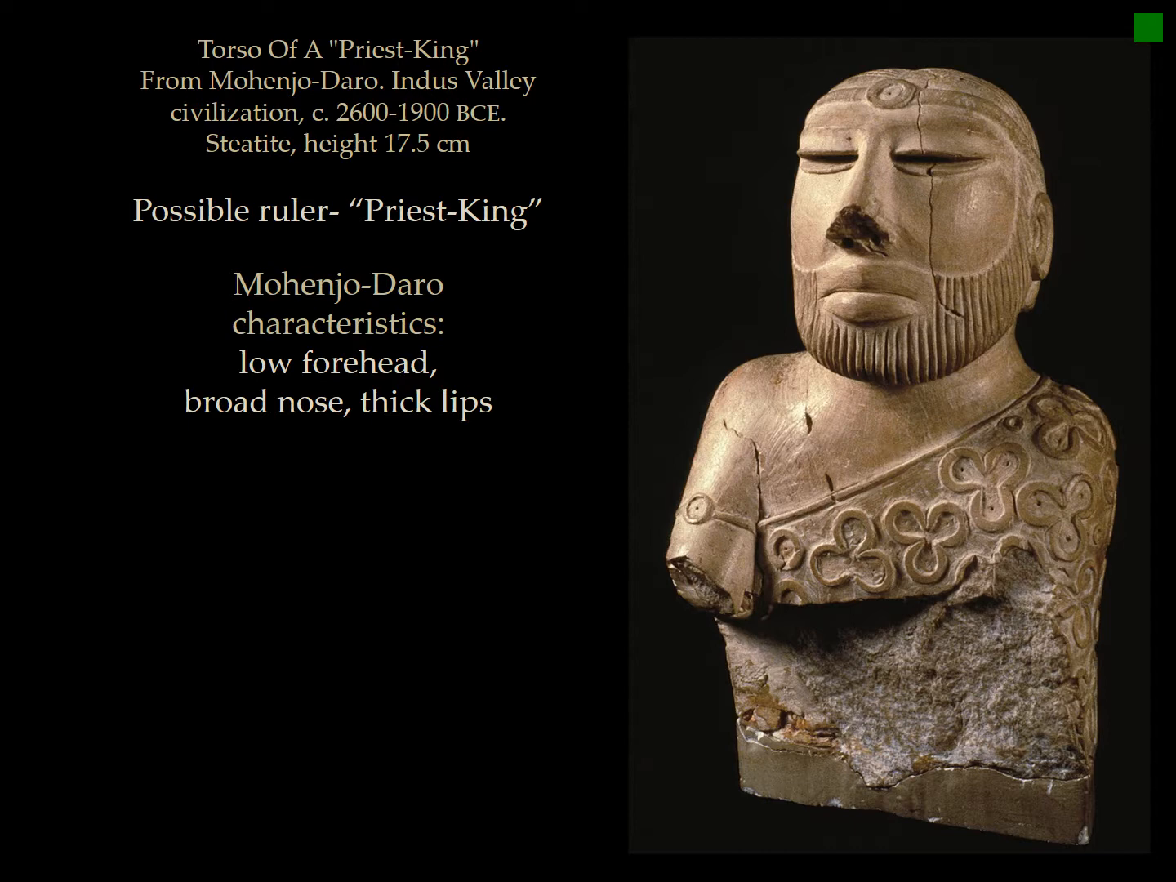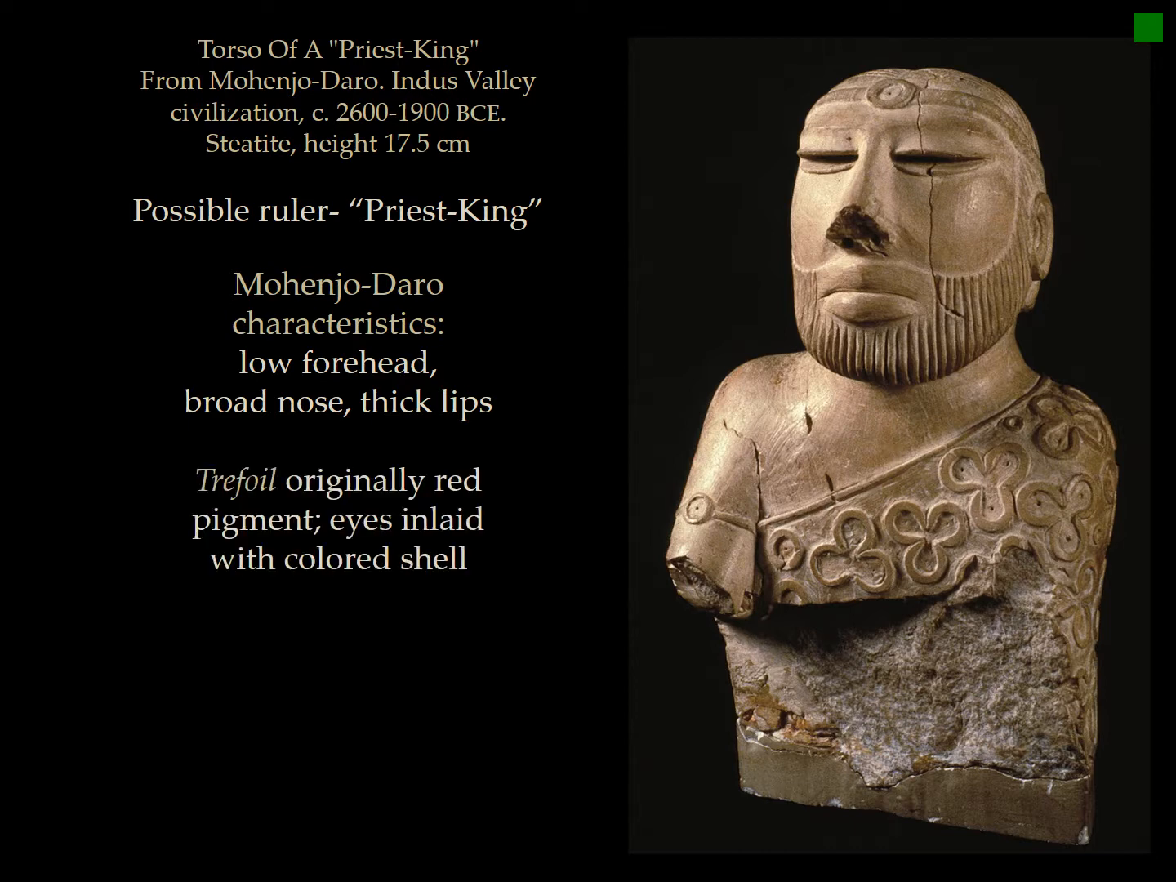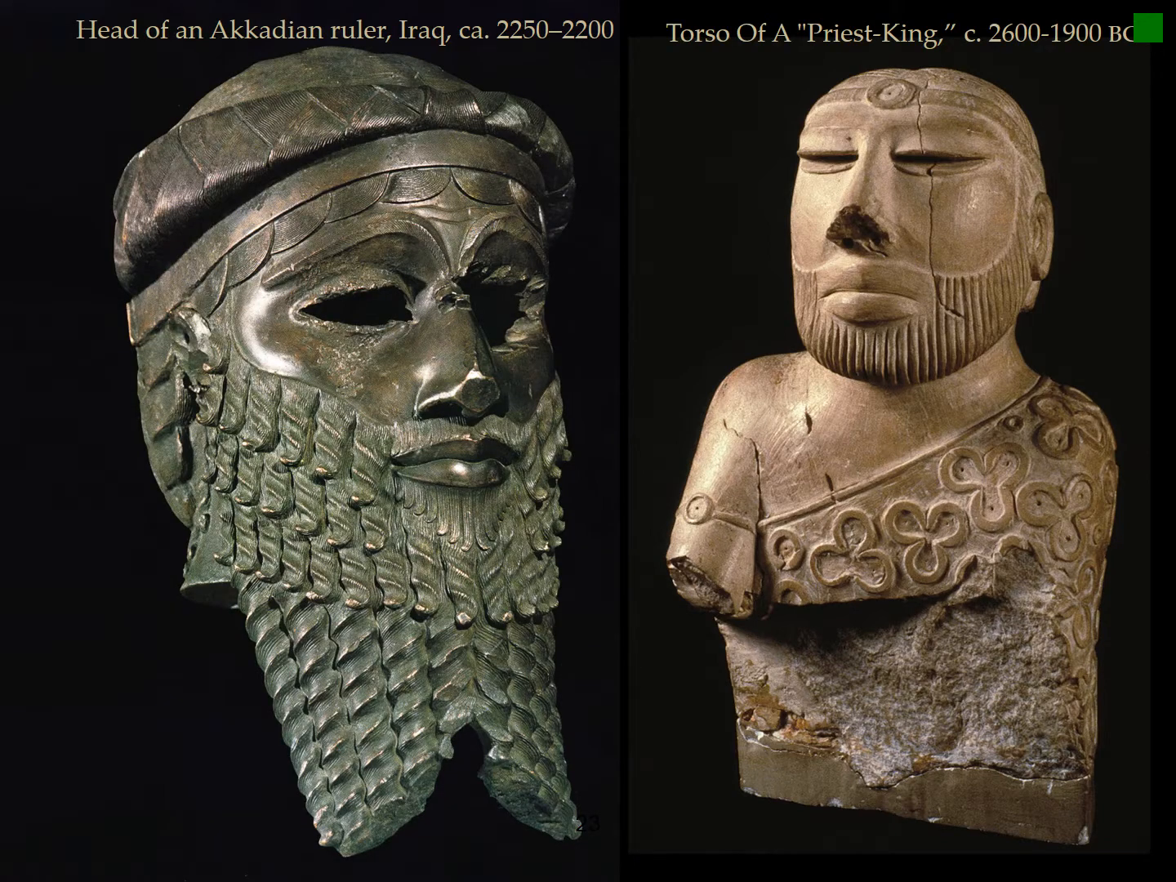They would have low foreheads, a broad nose, very thick lips, and originally the trefoil designs or three-lobed floral designs on the shirt exposing the right shoulder, not unlike that seen at Lagash, painted red originally, with the eyes inlaid with colored shells, so they would be reflective, much like the inlaid shells in the rulers' portraits in the West, such as the Akkadians, which would have had these jewels that would reflect light in the eyes.